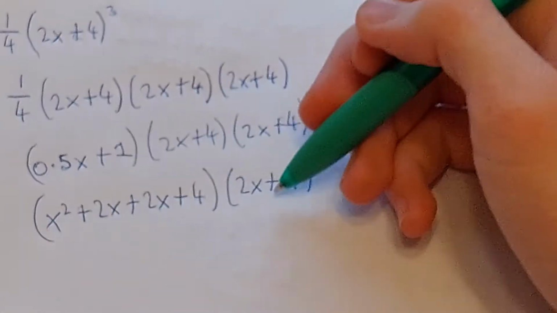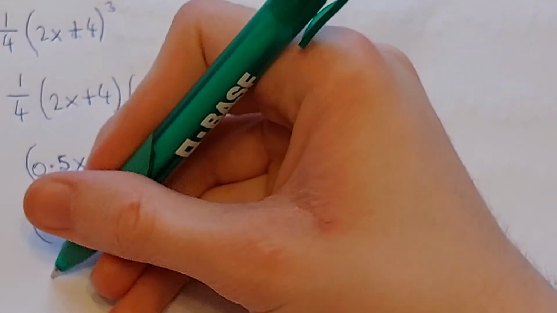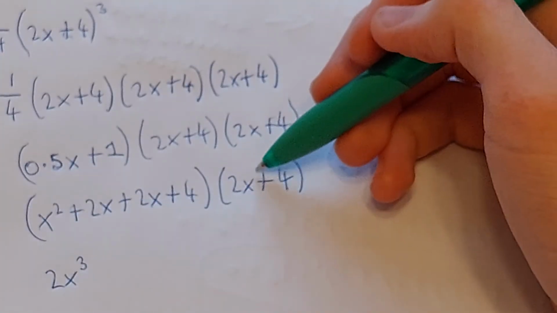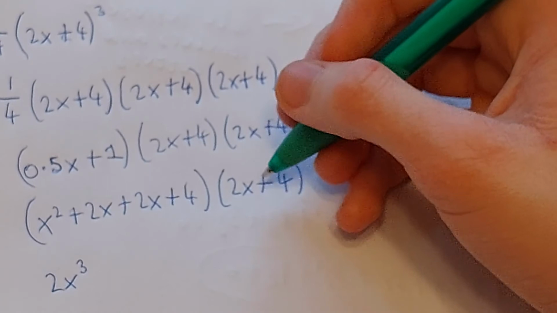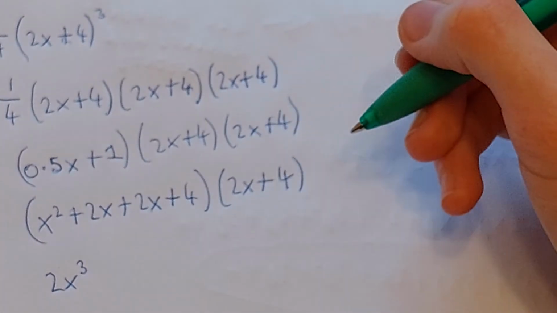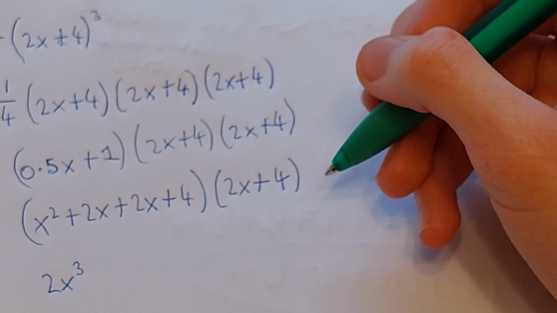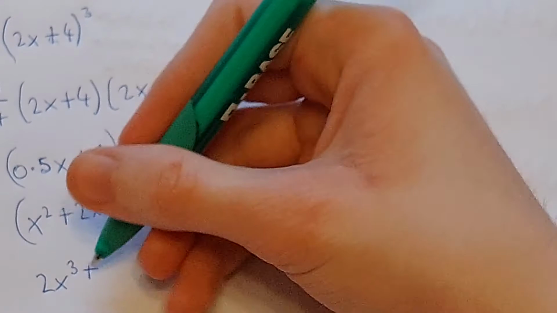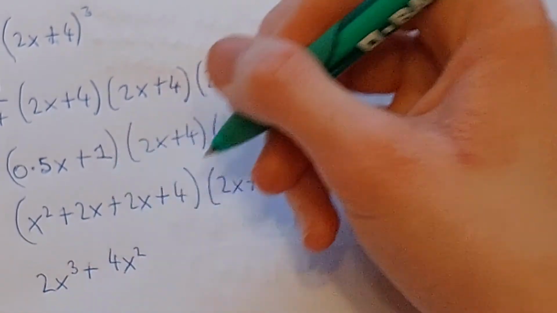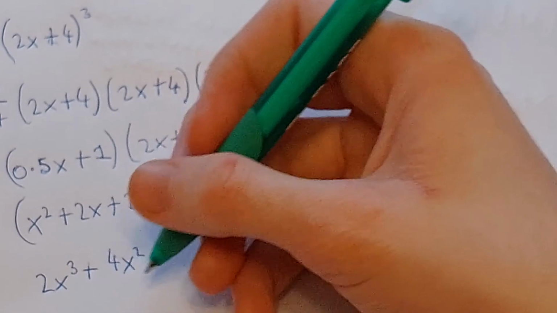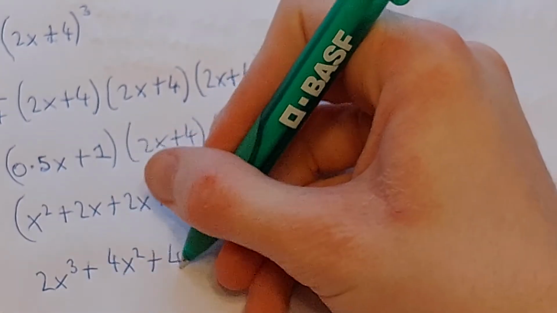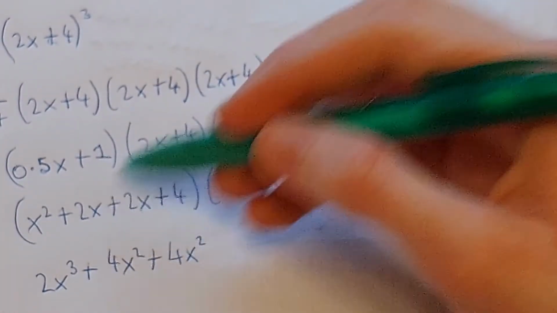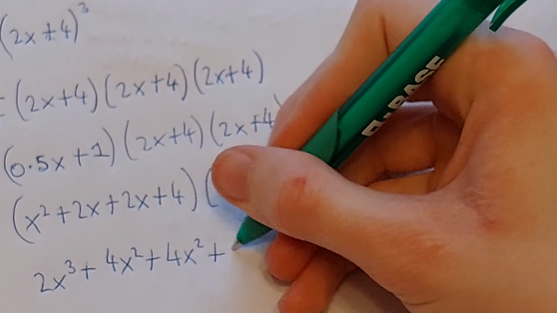So we've got x squared times 2x is 2x cubed, because we've got a 2, and then x squared times by x to the power of 1 will be x cubed. As we've said before, we don't write x to the power 1, we just write x, so x squared times x is 2x cubed. We have x squared times 4 would be 4x squared. 2x times 2x is 4x squared. So we've got like 4x squared again. And then we've got 2x times 4 is 8x.